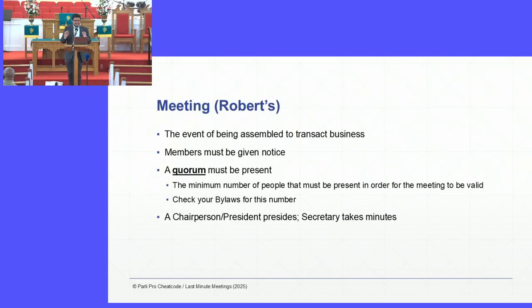Okay. And then typically at your meeting, you have at least two officers. Robert says you need someone who's going to preside at the meeting, and then someone who's going to make sure they take notes of what happened at the meeting. So at a minimum, they want at least a president, a chairperson, and a secretary or a clerk to take those notes.